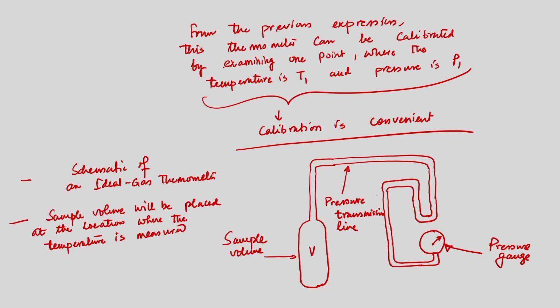So, this is the sample volume, and we place the sample volume over here where the temperature will be measured, and the pressure gauge is placed at a remote location. So, these are important. Now, what do we do?